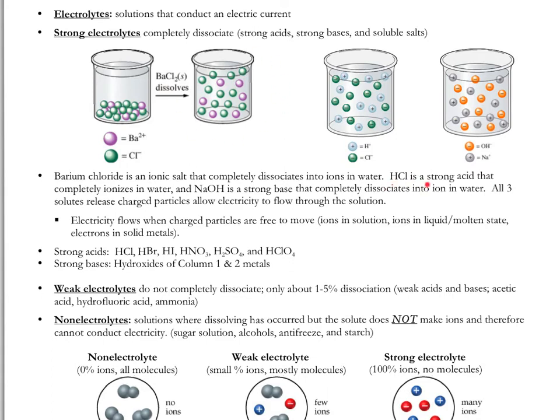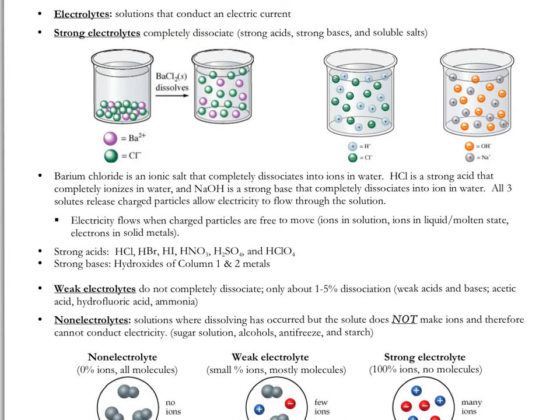When we put HCl, a strong acid, into water, we don't have HCl molecules. We have H plus and Cl minus ions. When we put NaOH, a strong base, into water, we don't have Na's and O's and H's or NaOH's. We've got Na plus ions. We've got OH minus ions. In all three cases, it completely broke into its ions. That's what completely dissociate means.